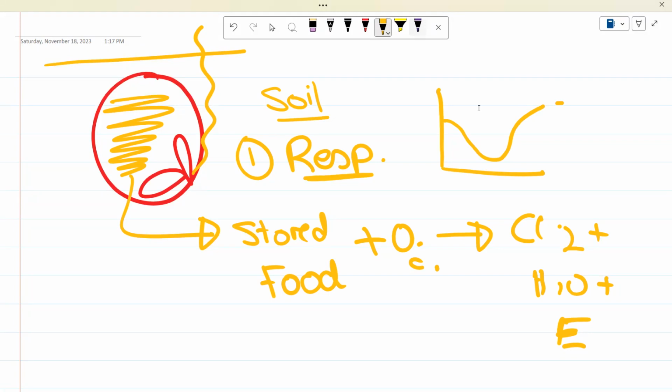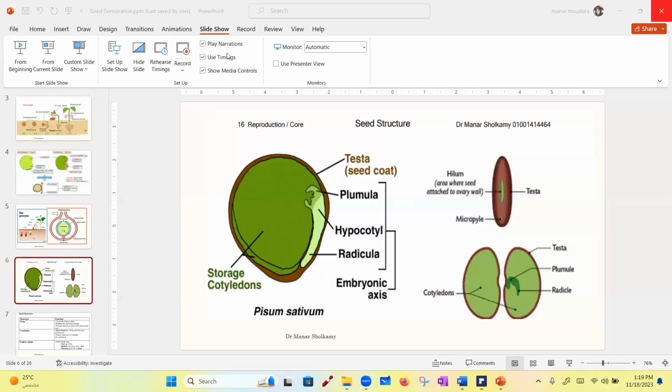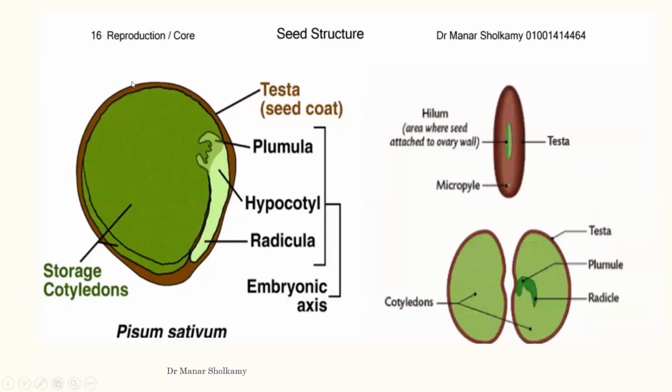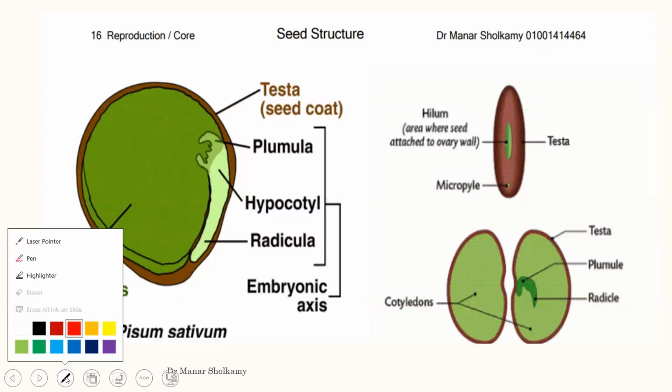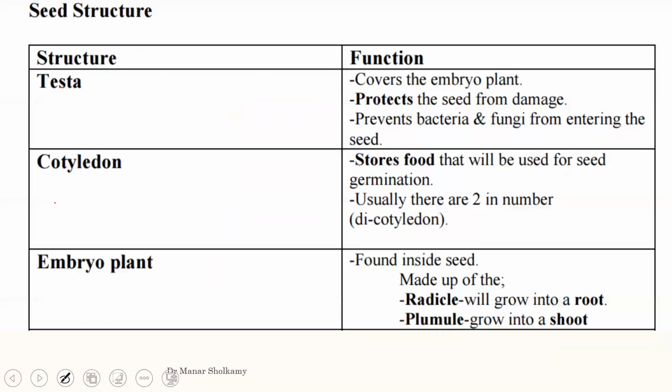Who is still confused? Okay, let us look at pictures. As long as I'm not receiving any questions, I expect you to understand what I'm saying. This is the structure of the seed. I hope it's clear. And please don't forget the micropyle. The micropyle is important. Okay, fine.